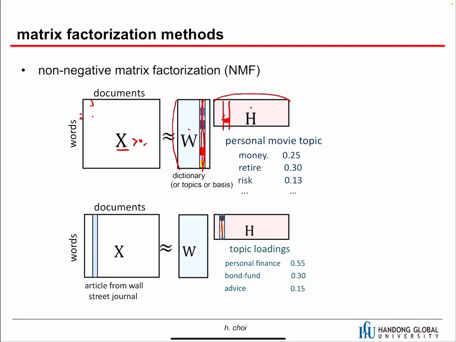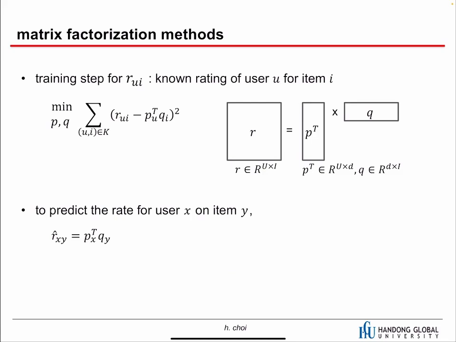Okay, and this one is indicating how much we are loading this topic in the document. So we can decompose this matrix X so that we get W and H, and then in the W and H we have some meanings of the topics or the topic loadings. Okay. And we can train this NMF or matrix factorization method based on the MSE.